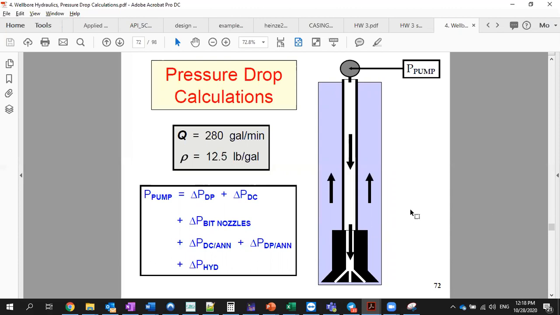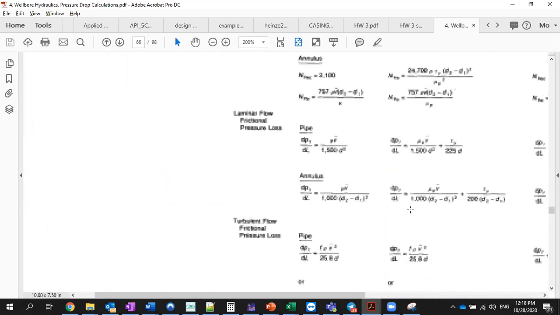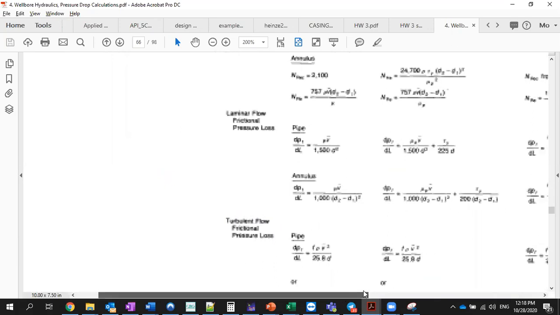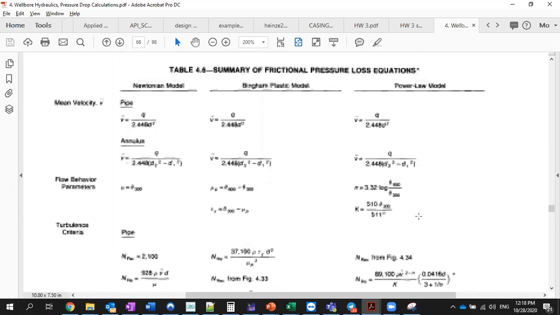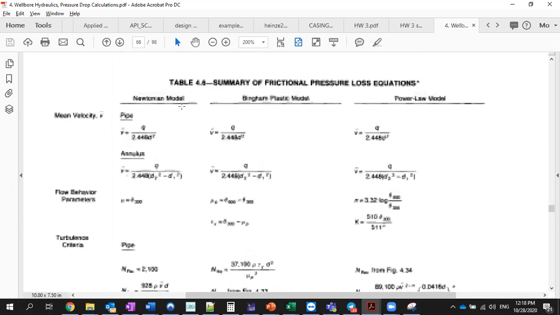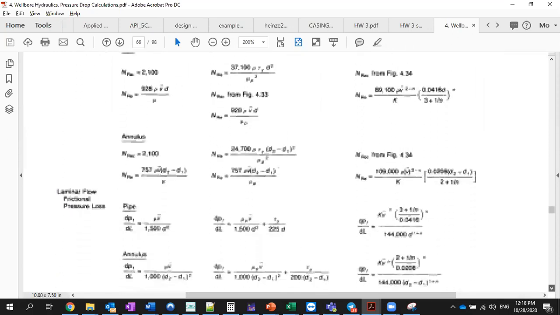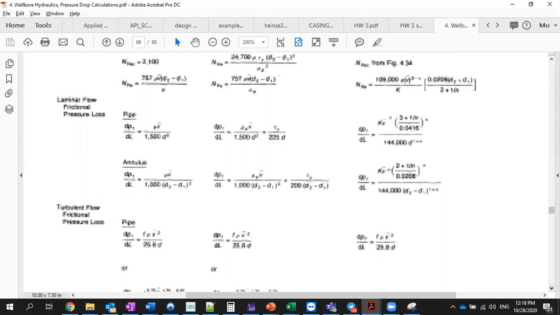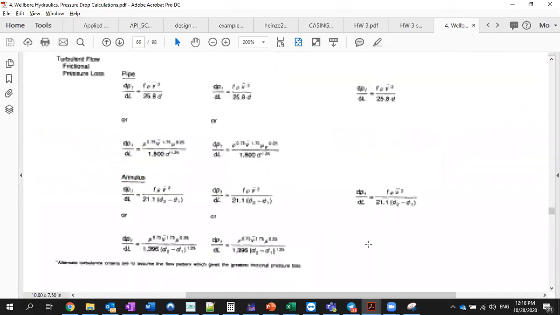So that's it. You can do the same calculations for Bingham plastic. I will give you this table of equations. Make sure you're familiar with this table. This table is in the book as well with better resolution, and the book is online in your library as well. That's table 4.6, I believe. The velocity equations are there. The flow behavior parameters for Newtonian, Bingham, and power law fluids are there. Turbulence criteria, so laminar or turbulent, and pressure loss equations. That's the full, complete table that you would need for basically pressure loss calculations in the exam.